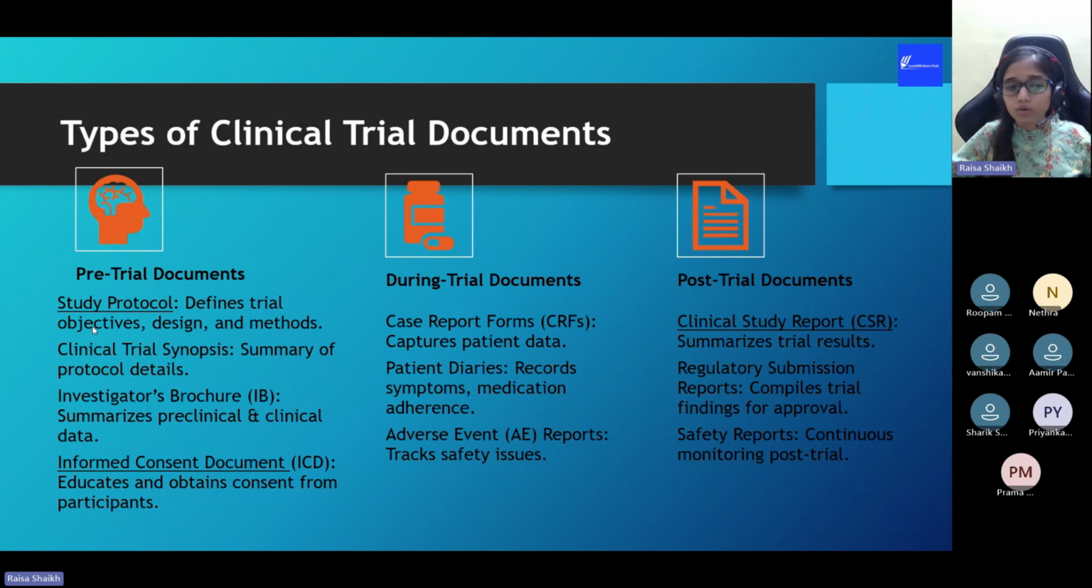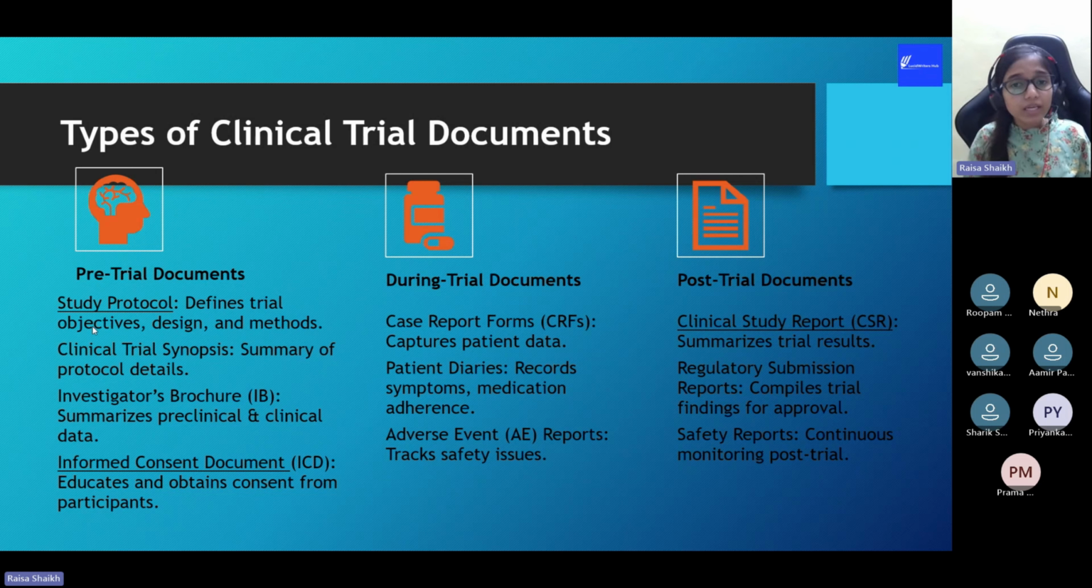Then the informed consent document, as I told you in the previous slides, is to educate and obtain consent from each patient. Before we even start screening, when a patient with diabetes comes to the doctor and learns about this clinical trial, before even conducting a physical examination or a blood pressure evaluation for the clinical trial, we need to get the informed consent signed by the patient.